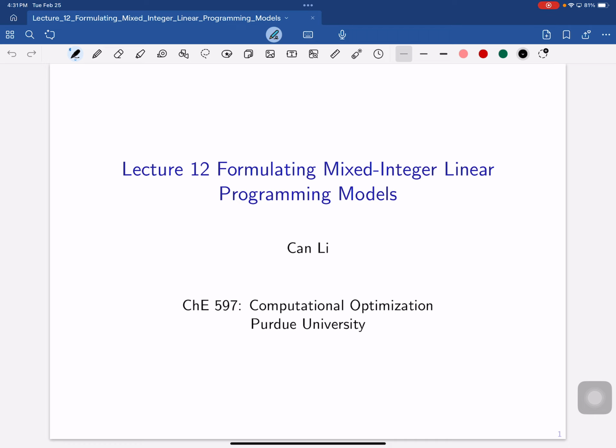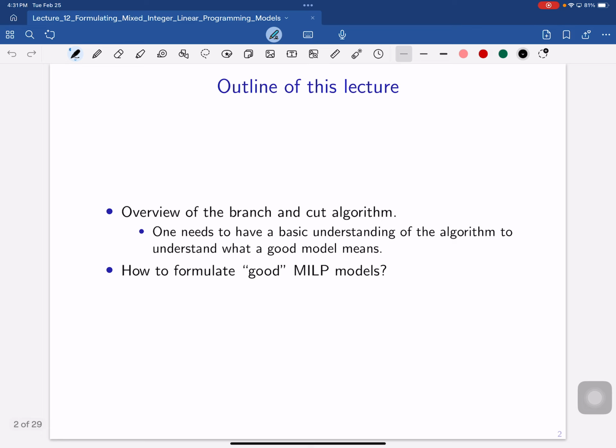And at the end, we will introduce a concept called total unimodularity. It is related to what is a good MILP model. But before we talk about what is a good MILP model, I need to give an overview of the algorithm to solve mixed integer linear programming, because you need to have a basic understanding of an algorithm to really appreciate what is a good formulation.